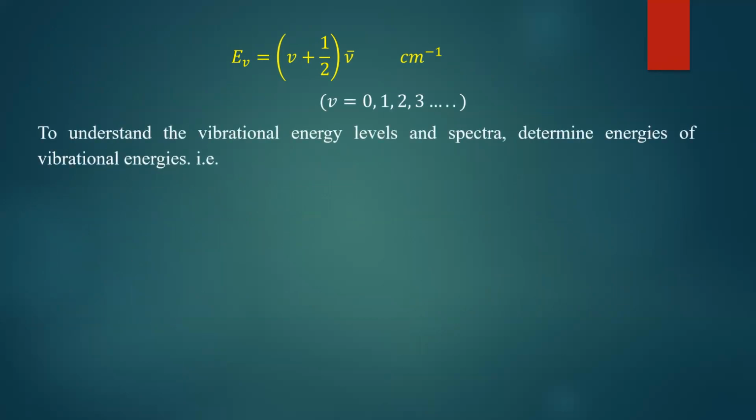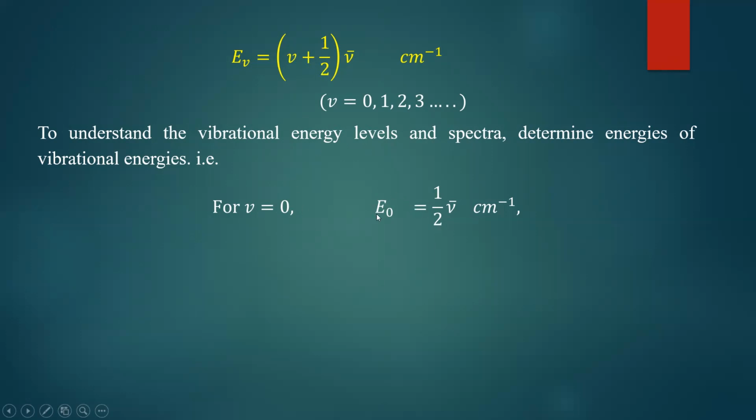Let us find out how these energy values can be found. Already we have obtained this energy expression: energy E_v is equal to (v plus half) into nu bar, expressed in centimeter inverse. Here we can take the integer values. To understand the vibrational energy levels and vibrational spectra, we'll try to determine the energies of the vibrational energy levels. So for v equal to 0, what is the energy? That is E_0 is equal to half nu bar.